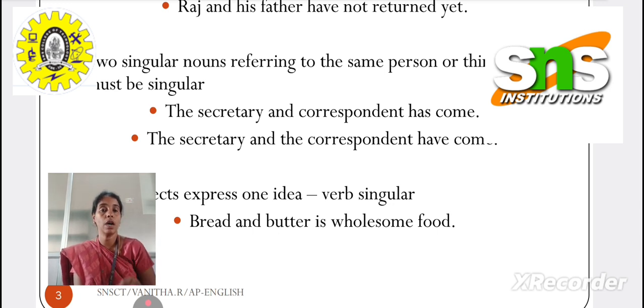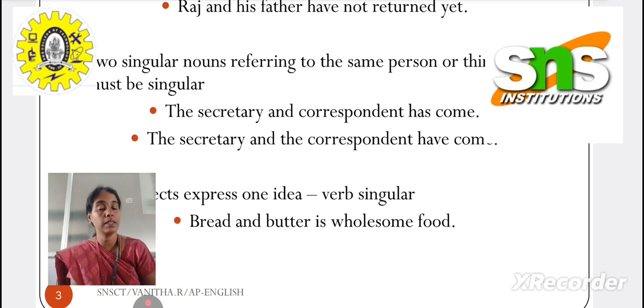Here the article defines whether the subjects are different or the same. In this example, the secretary and correspondent. The use of the, which means specific. Here we are using the article the only once, which means secretary and correspondent are the same person. So, the secretary and correspondent has come.